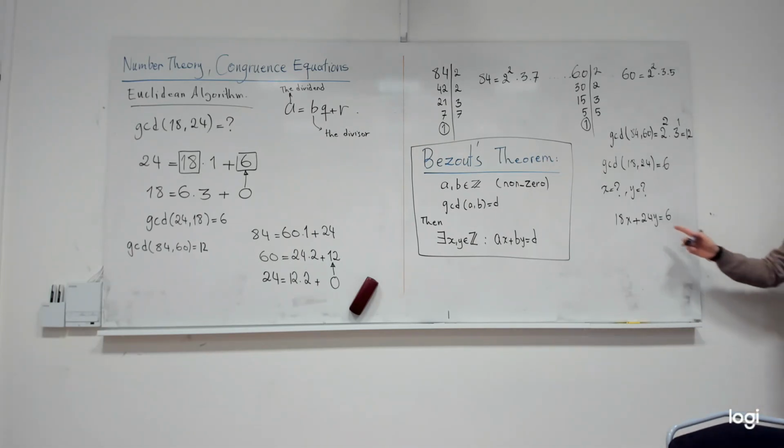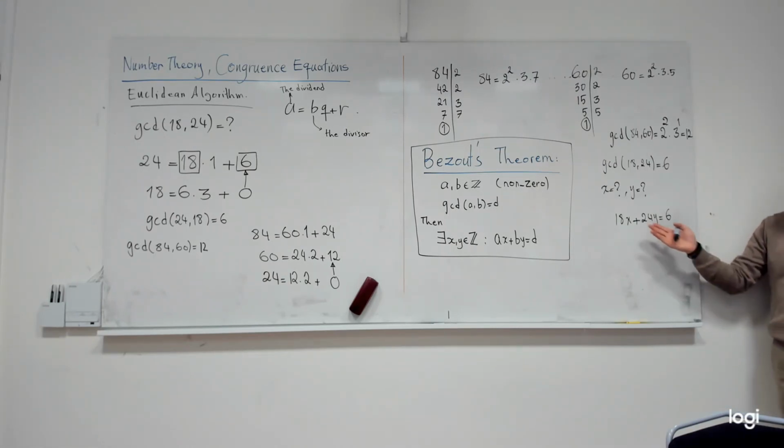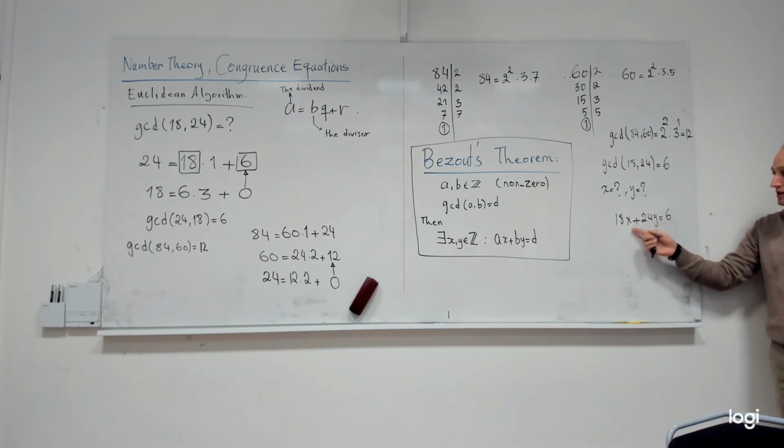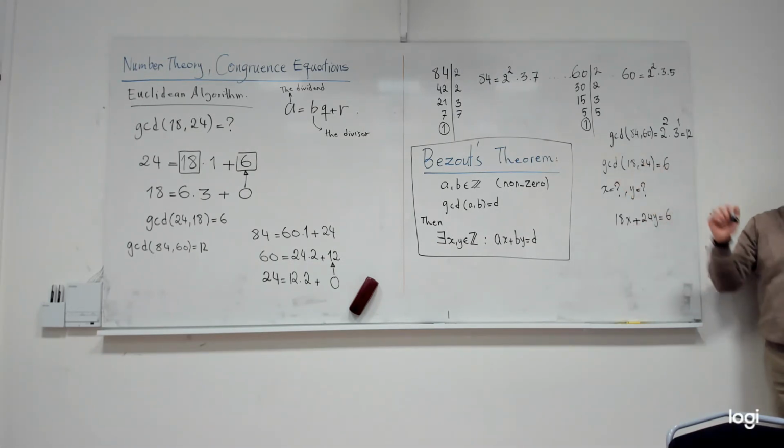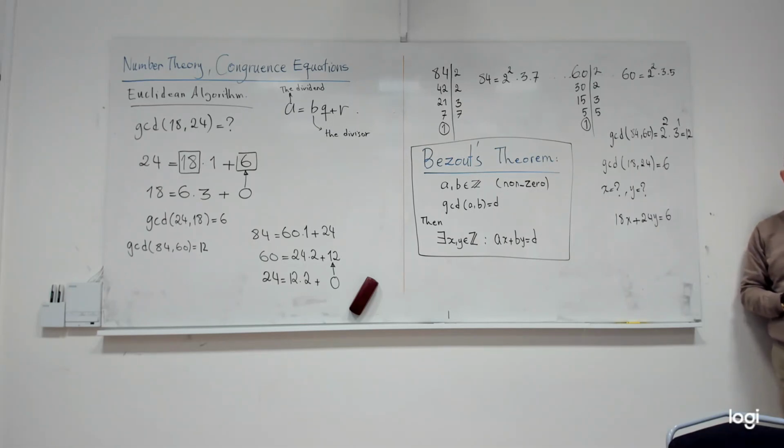Of course, if the numbers are small, maybe you were able to guess, yes? But the point is that if you want a systematic way of finding x and y, you have to use the Euclidean algorithm. Okay? So can you guess these numbers?